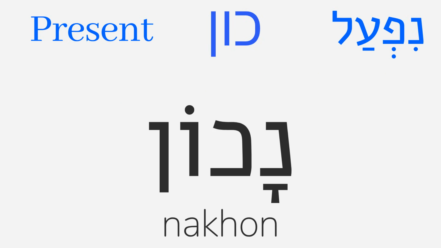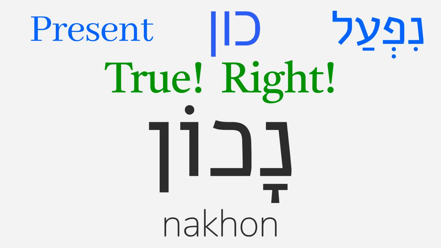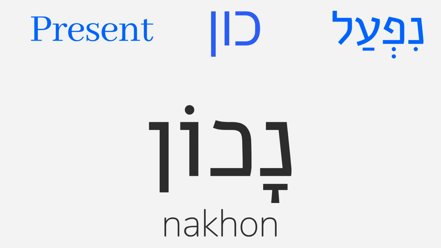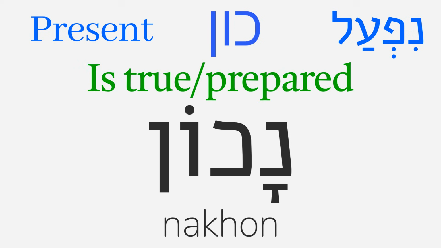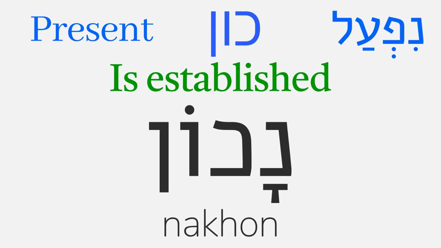In the present tense, this root is also used to mean is true, and nachon is used very often in modern Hebrew to agree with someone. Nachon, true or right. You can imagine nachon meaning both is prepared and is true like this. If someone is prepared or something is true, they are established on a firm base. Established is actually another meaning of this root in the Niphal.